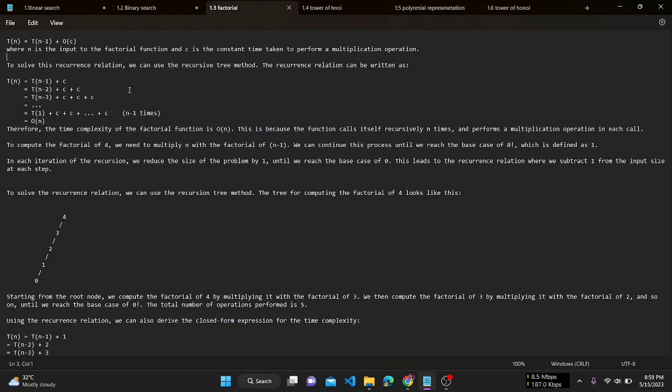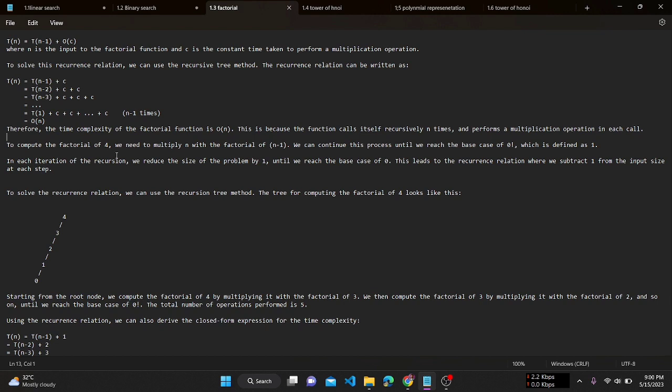The recurrence relation can be written as T(n) = T(n-1) + c = T(n-2) + c + c = T(n-3) + c + c + c = ... = T(1) + c + c + ... , which is (n-1) times O(n). Therefore, the time complexity of the factorial function is O(n). This is because the function calls itself recursively n times and performs the multiplication operation in each call.